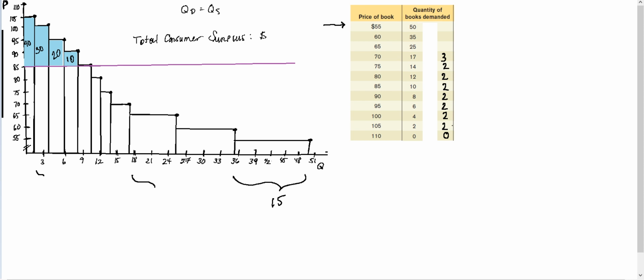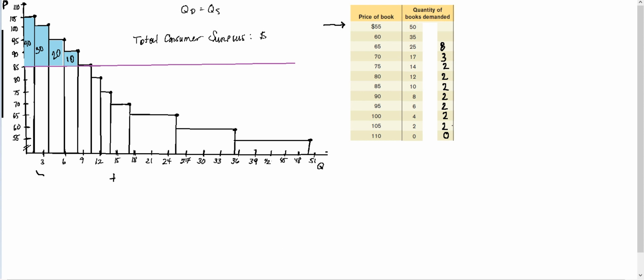Actually, I think I need to move down 1. So let me just do that. So this was the first increase. This was plus 3. Then this was the second, the plus 8. Then we have that from when the price of the book drops from 65 to 60, we go from 25 consumers to 35. So we see an increase of 10.